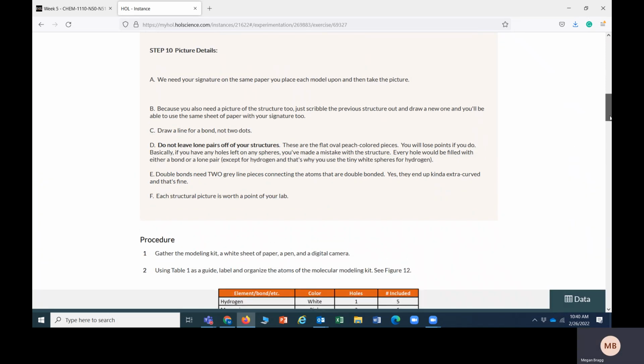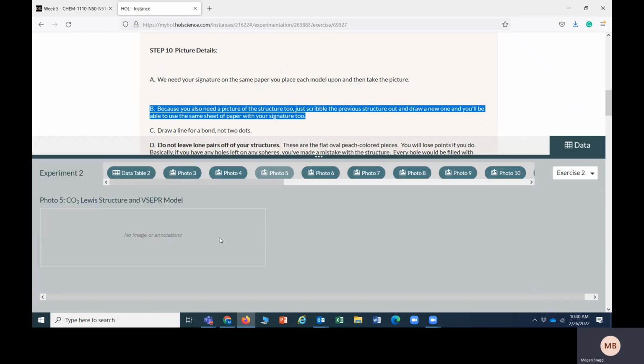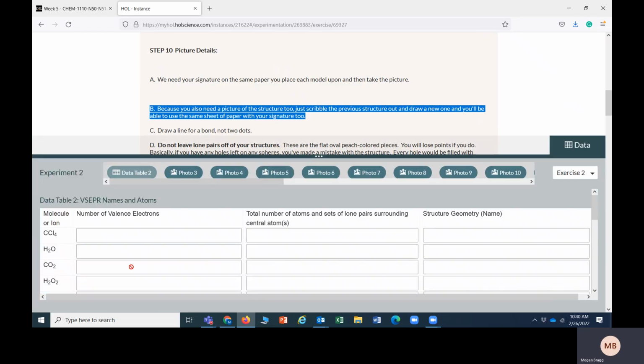All right, so here's some things for your pictures. We need the signature on the paper that you place the model upon. Then you take the picture. Make sure you've got your signature in the picture. You are going to just scribble the previous structures out. Don't use lots of papers and just draw a new one. And this is actually what you'd have done in probably the very first data table. You probably were drawing out the structures while you're doing this.